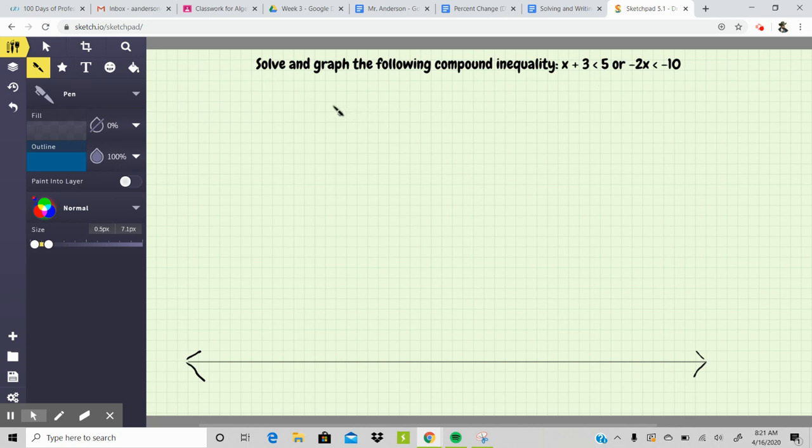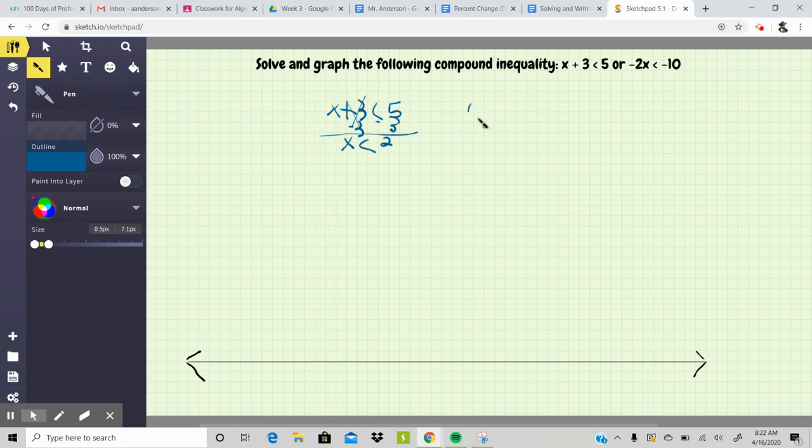So if we have our x plus 3 is less than 5, I'll just solve that really quick. Okay, again, it's just like solving an equation. I see x right here. I'm just going to leave it over here. And to get rid of that 3, I'm going to subtract 3 from both sides. And we have just x left on the left side is less than 5 minus 3 is 2. So when we solve this first part of our compound inequality, we get x is less than 2.